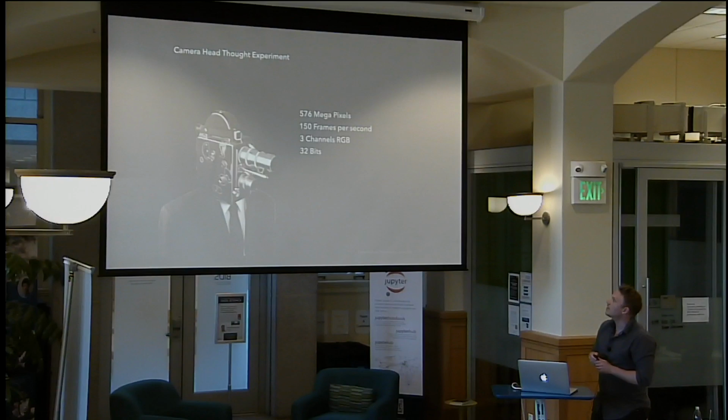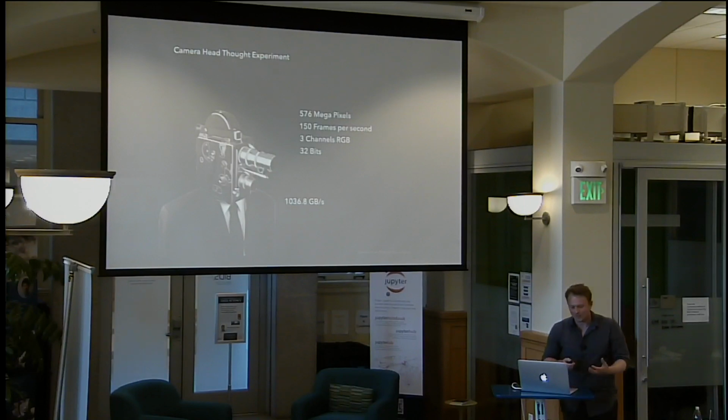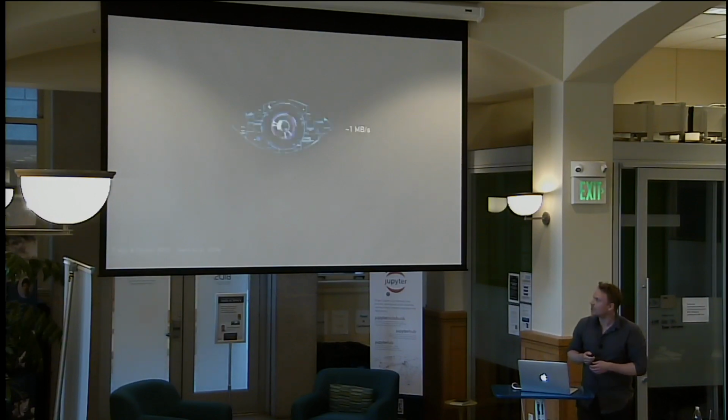And so if this was the case for the human visual system, we'd be producing something like 1,000 gigabytes per second, or about 90,000 terabytes per day. Obviously, this is not the case. Research has estimated that the eye, through the optic nerve, is only transmitting about 1 megabyte per second.